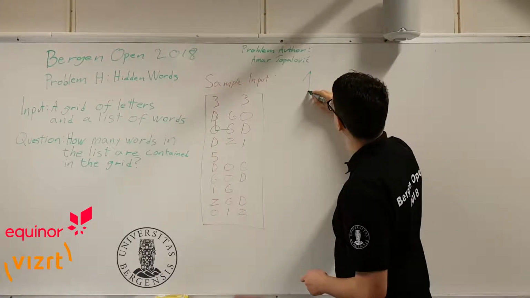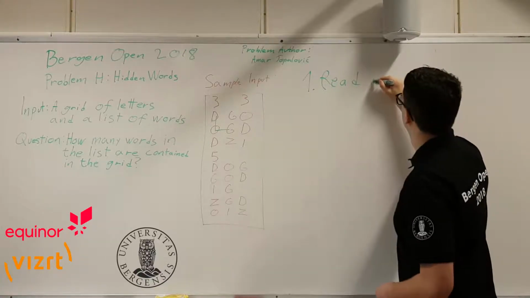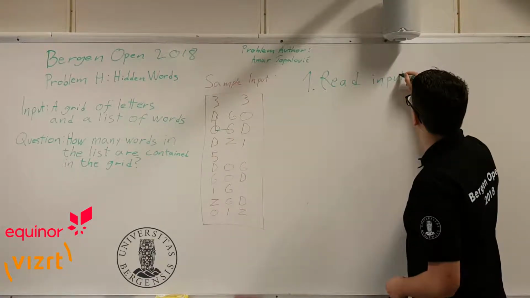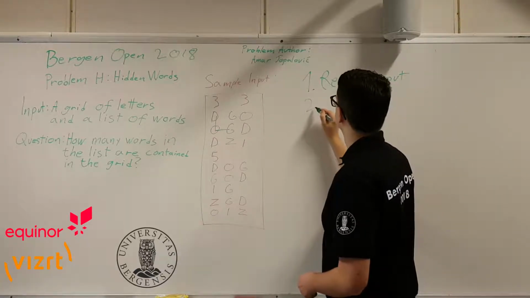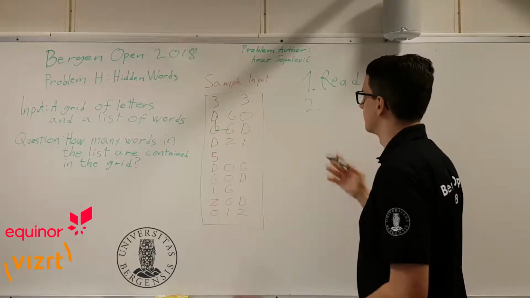Well, first, you read the input. Second, you construct every single possible word in the grid.